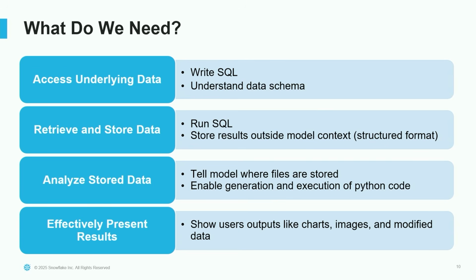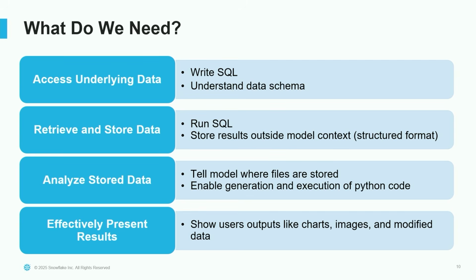Okay, so we know what we want. What do we need to build in order to make that happen? Well, we need a couple of different things. The first thing we need is a way to access our underlying data. This one's obvious, right? We need a way to write SQL and get that data out of Snowflake or wherever it's stored. More importantly here, we need to understand what our data schema actually looks like. I'm sure many of you have tried asking an AI tool to write SQL, and it has probably failed unless you've shown it what your tables mean, what your columns look like, and so on. Obviously, this is much easier now with semantic views, so really important piece here.